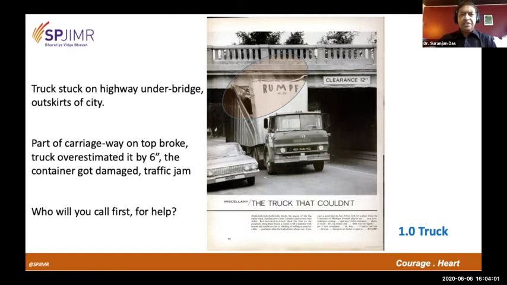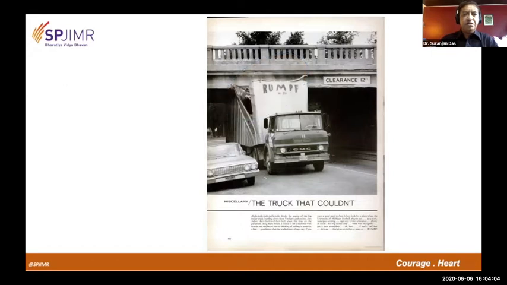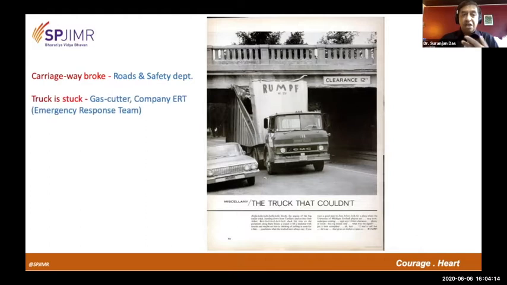Normally, the type of responses I have seen is that we call the roads and safety department. It all depends upon the way you look at it. Those who look at the bridge will call the roads and safety department. Those who look at the truck being stuck will call a gas cutter or the company emergency response team. Those who look at the traffic jam will call the police, and so on and so forth. So the perspective with which you look at a certain context drives you to look for a solution in that area. Now if everyone arrives, there will be a big debate about which one to do first, which one second, and so on.